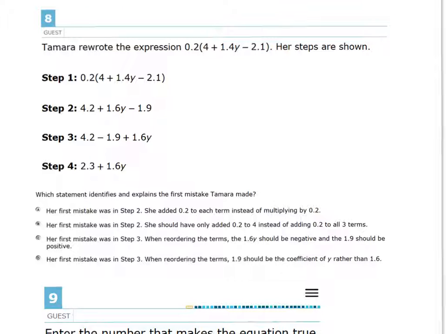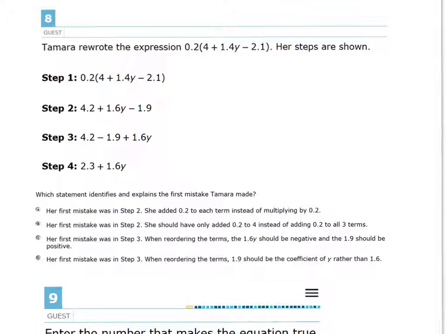For question number 8, Tamara rewrote the expression 0.2(4 + 1.4y - 2.1). Her steps are shown. Step 1, she rewrites the problem. Step number 2, she somehow adds our 4.2 and we end up with 4.2 + 1.6y - 1.9.